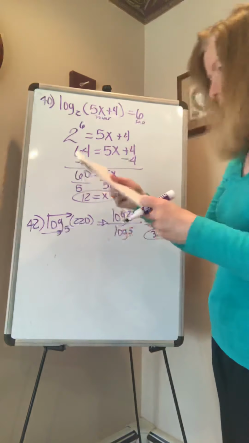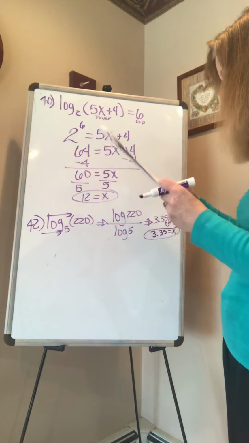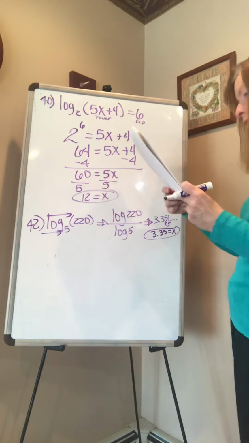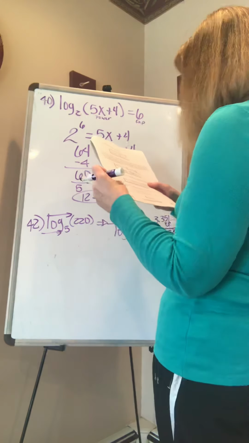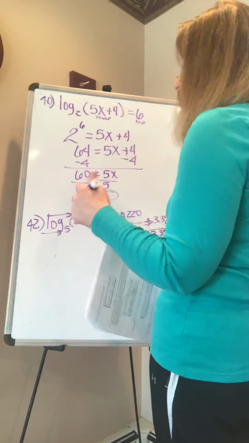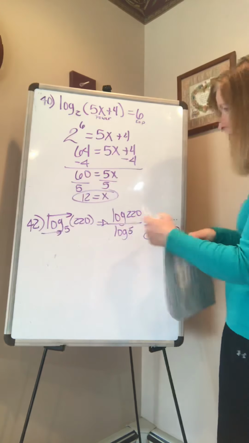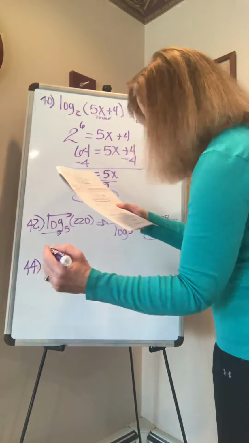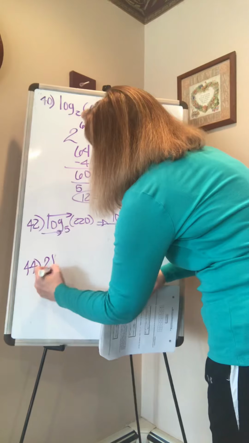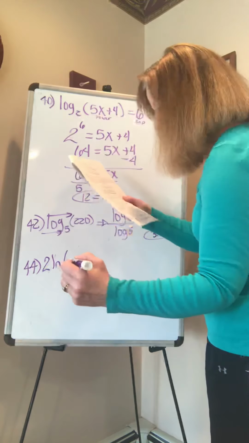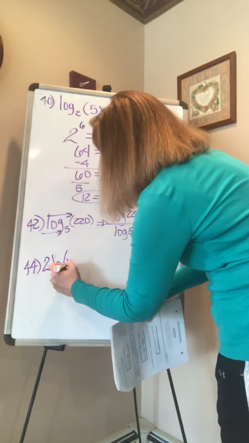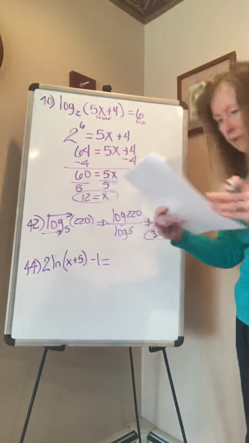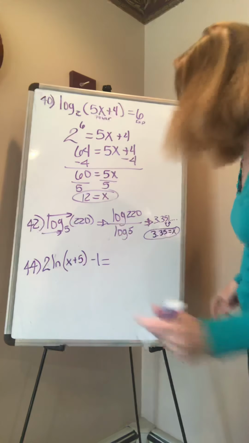Let's take a look at 44 now. Another one in which we need to solve. And this one gives you a natural log, so they say solve in terms of e, so you don't even have to type in and get a number answer like this. 44 says 2 natural log of x plus 5 minus 1 equals 7.